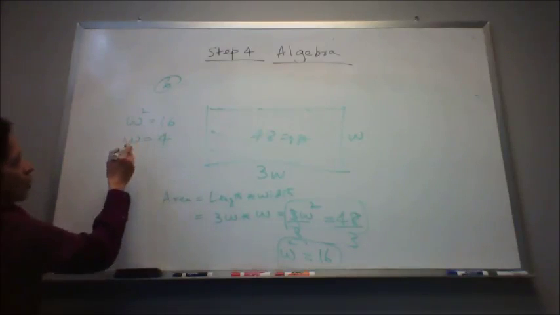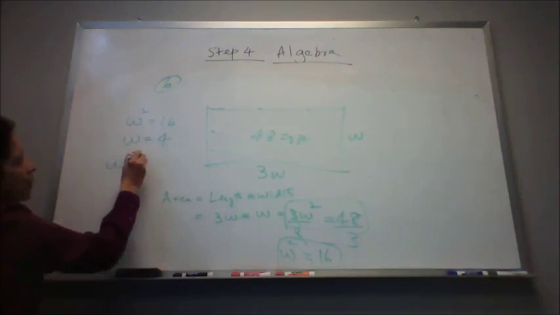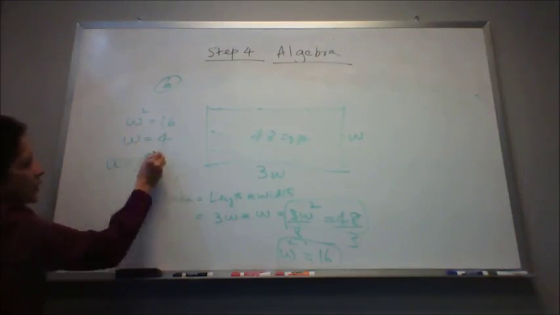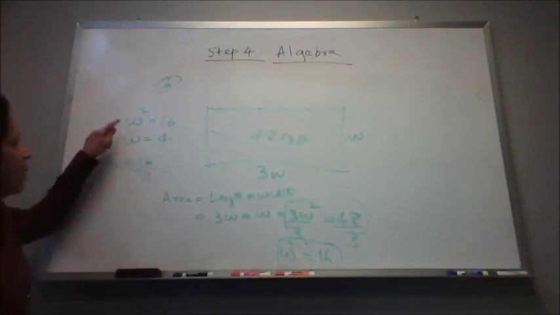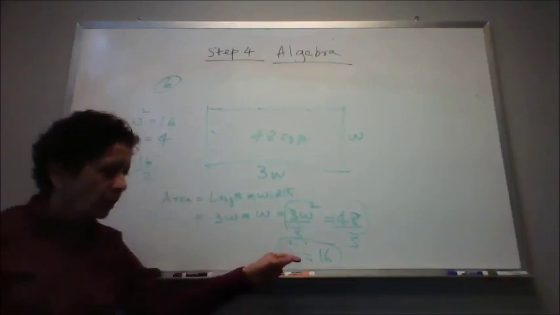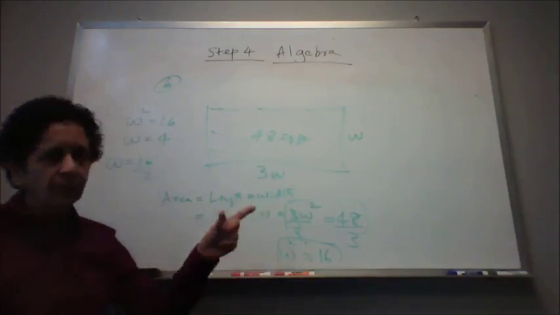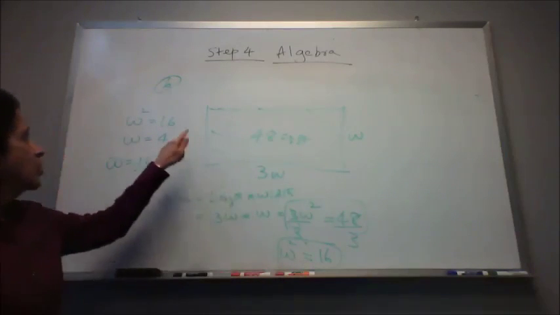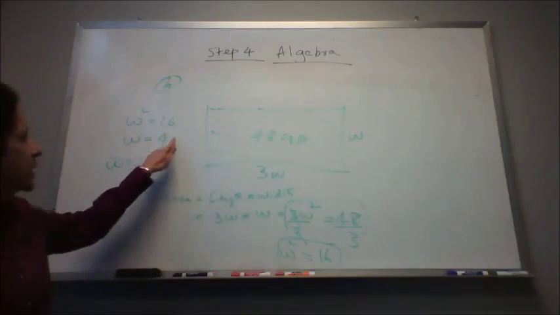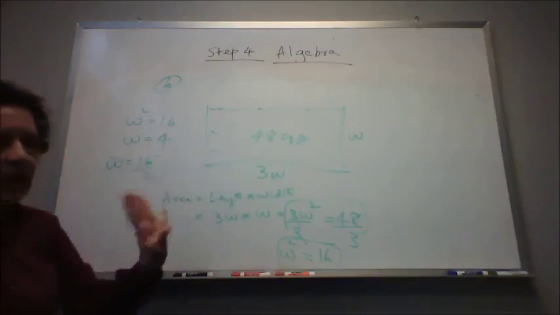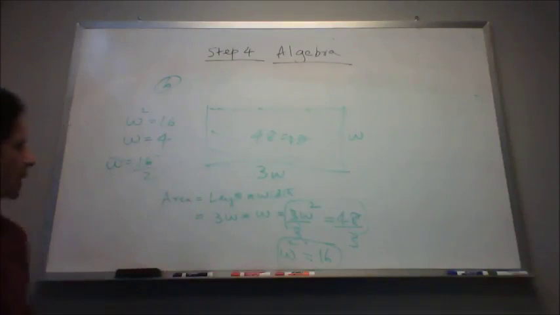So you do not want to make a mistake. W equals 16 over 2, that's not right. W squared, so W times W is 16. So you know that 4 times 4 is 16. So you need to take the square root of 16, that's 4. So it is not 16 by 2. You need to remember that.